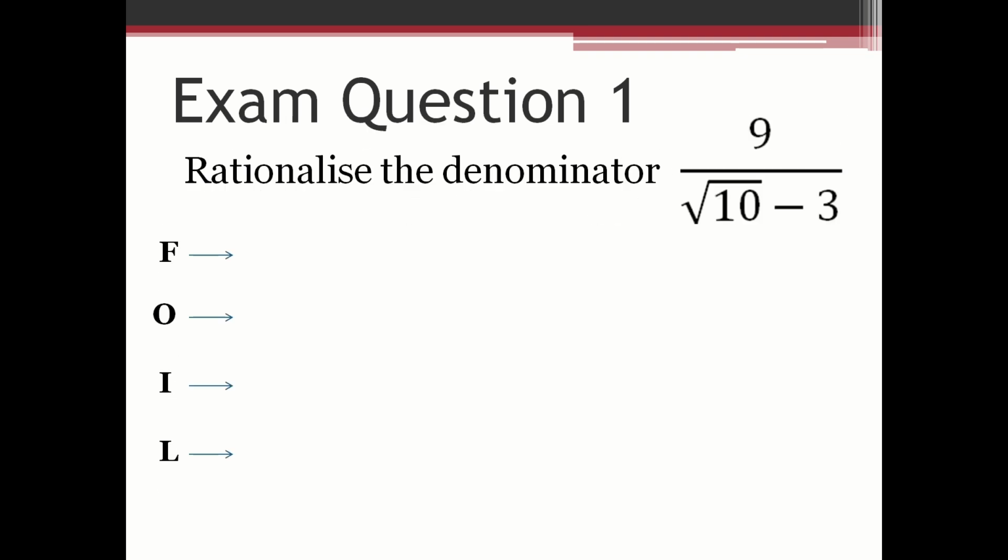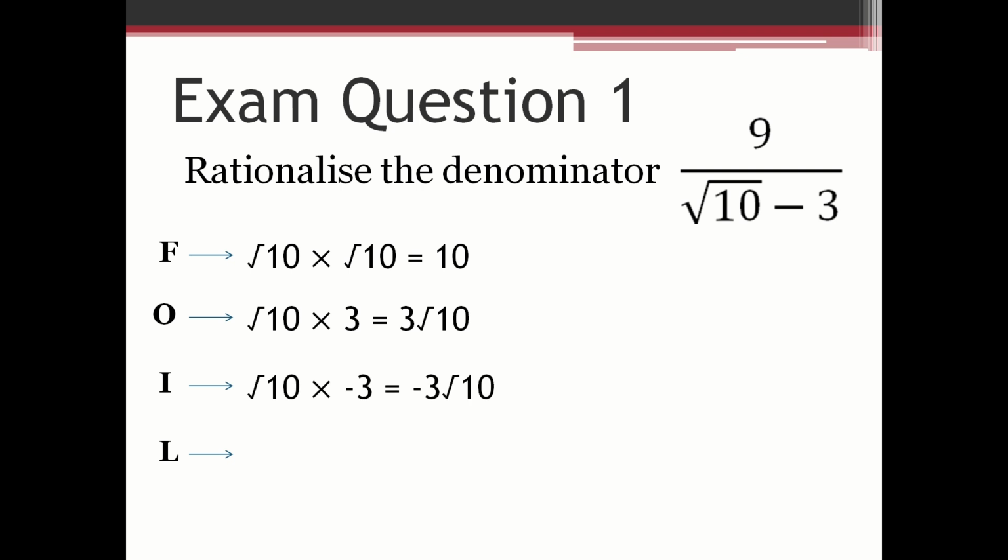So FOIL. F stands for first, so square root 10 times square root 10 is equal to 10. O stands for outside, square root 10 times 3 is 3 square root 10. I stands for inside, square root 10 times minus 3 is equal to minus 3 square root 10, and L stands for last. Minus 3 times 3 is minus 9.